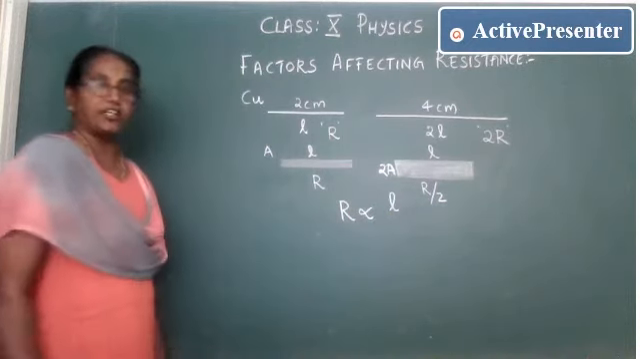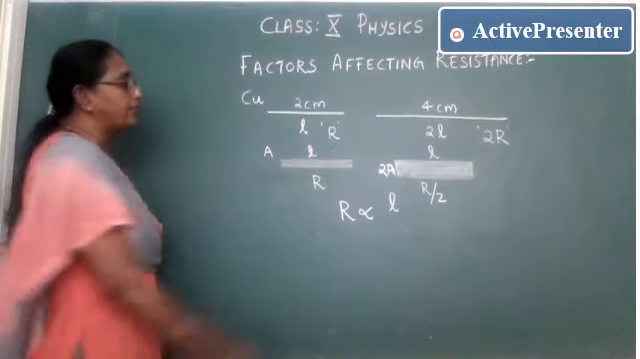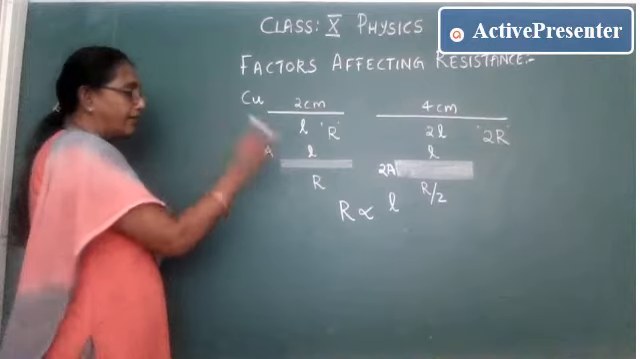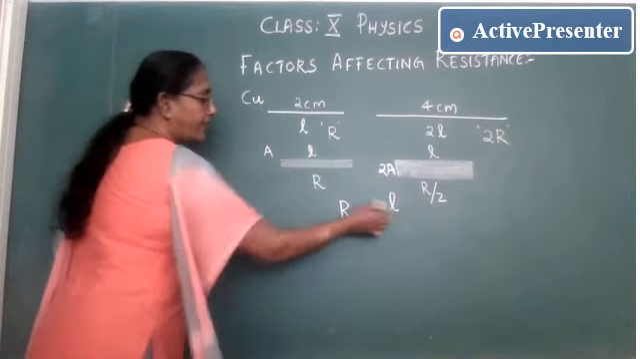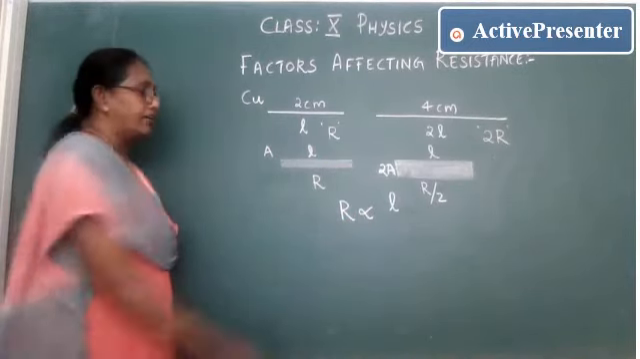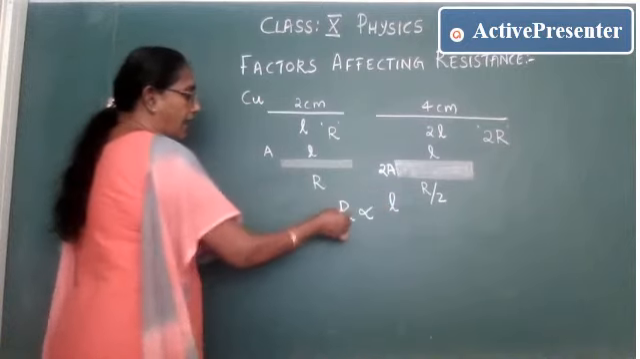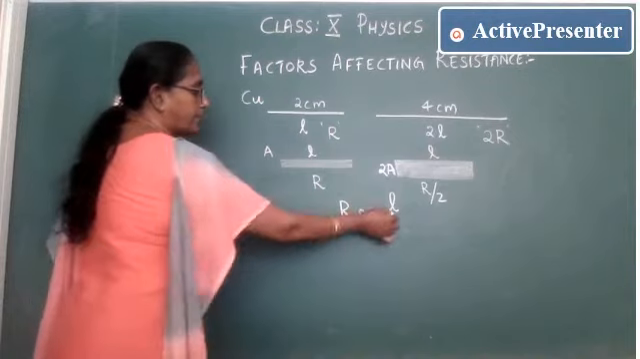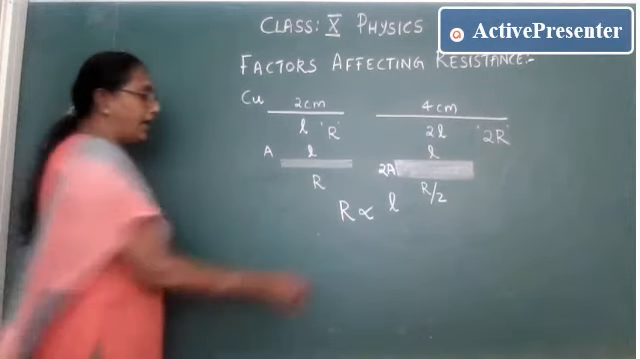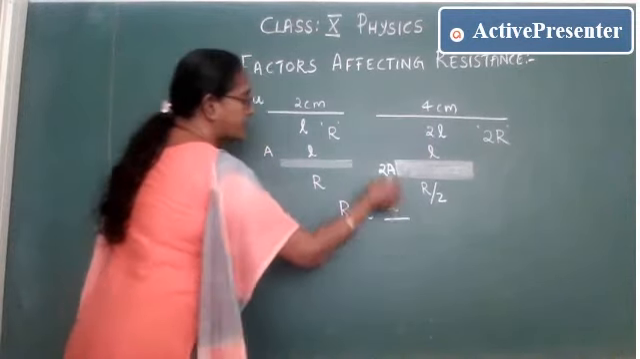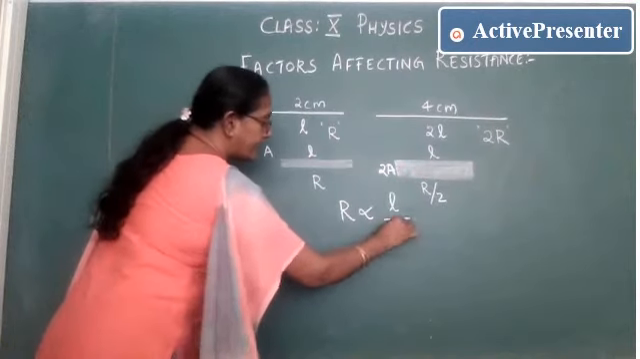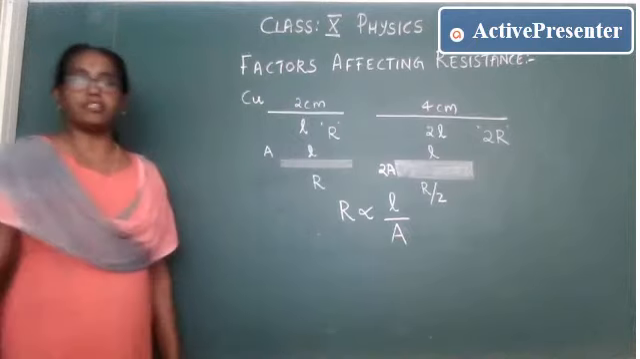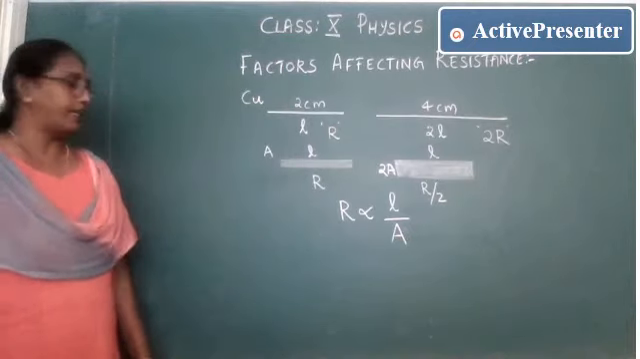Comparing these 2 factors, we can say that the resistance of a wire is directly proportional to length. I have already explained that when one quantity increases in proportion to the other, we call it direct proportionality. Since L increases, R also increases. Therefore, we can write R proportional to L. And as the area of cross section is increasing, resistance is getting reduced. Therefore, we have an inverse proportionality for the area of cross section.